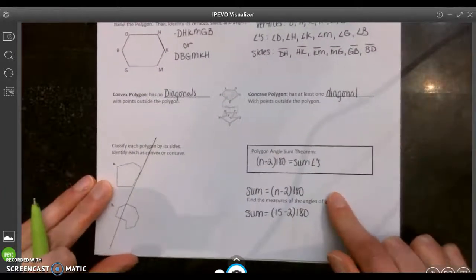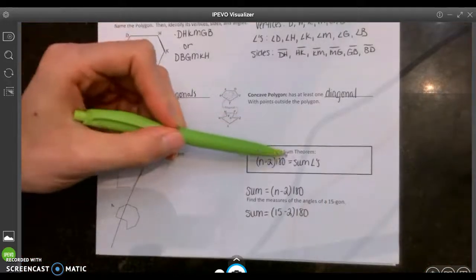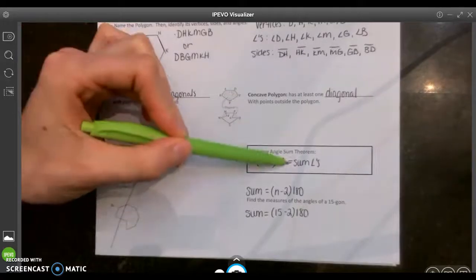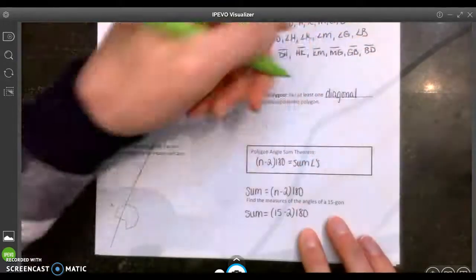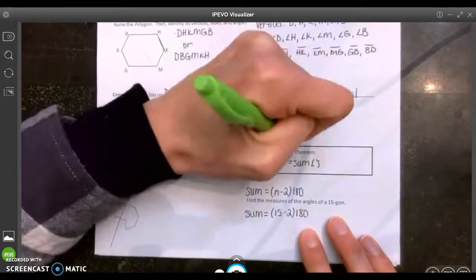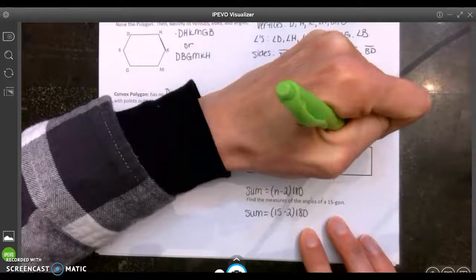Here is one of our first formulas. It's called the polygon angle sum theorem, and it's when we take n minus 2 times 180, and that's going to equal the sum of the interior angles. So this is for interior angles, and n is the number of sides.